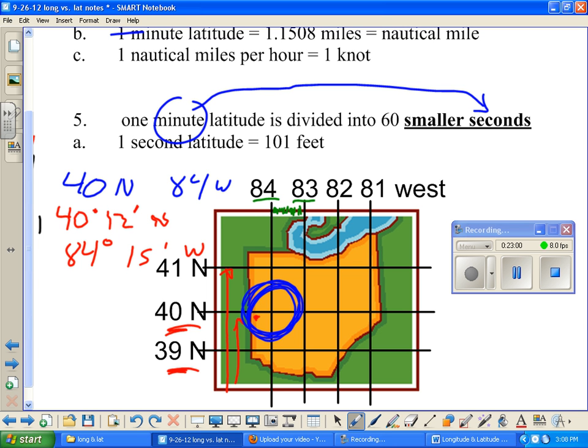And it might be 40 degrees, 12 minutes, 6 seconds north. We're going to add that. 84 degrees, 15 minutes, 12 seconds west. If we can be that precise, we're within 101 feet of you. That's about the length of the hallway. If we're that close to you, Jared, we'll probably find you.